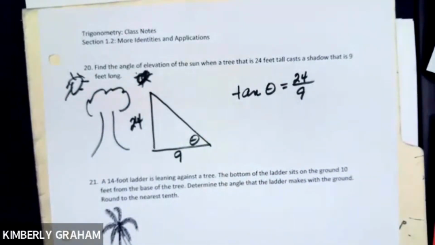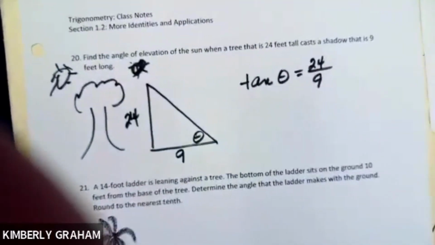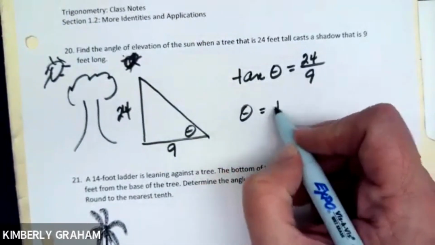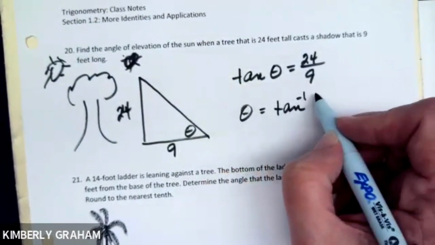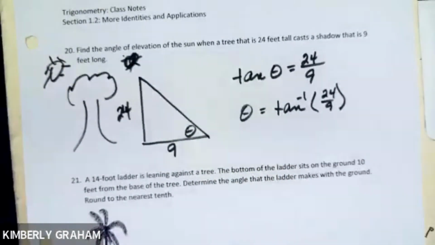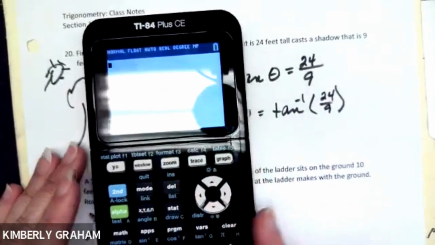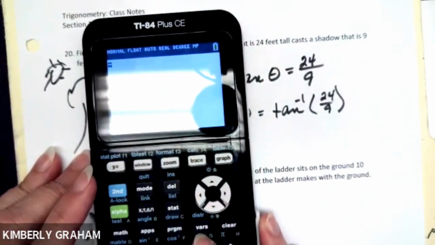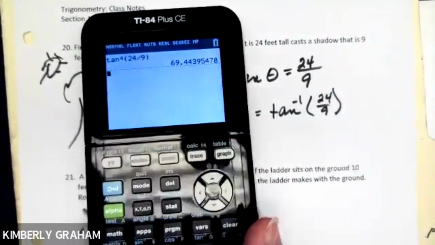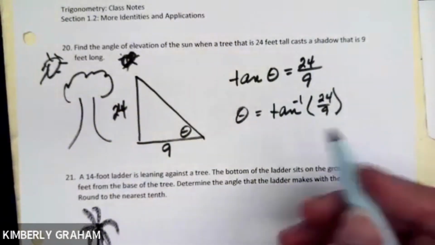Well, I want to figure out theta, so I need to do the inverse. So theta is going to be the inverse tangent of 24/9. So I can put that in the calculator as inverse tangent, 24 divided by 9. And that's approximately 69.4 degrees.